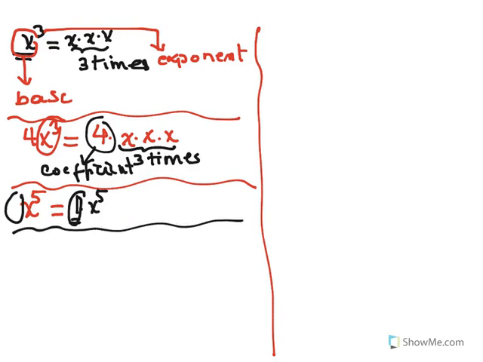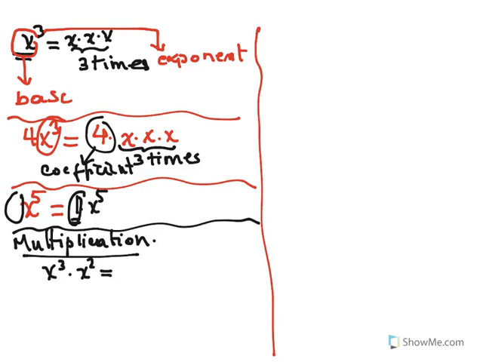Okay, so the first property that we are going to be working with on page 165 is the property of multiplication of exponents. So we're going to see how to multiply exponential expressions that have the same base. So the question: what happens when I multiply x to the third times x to the second? They have the same base.